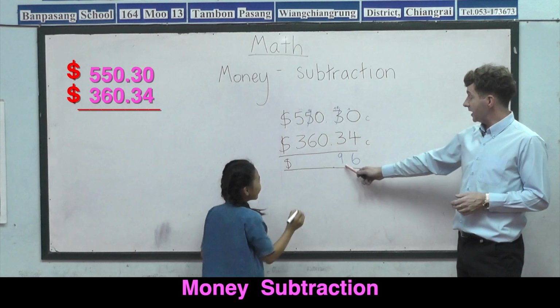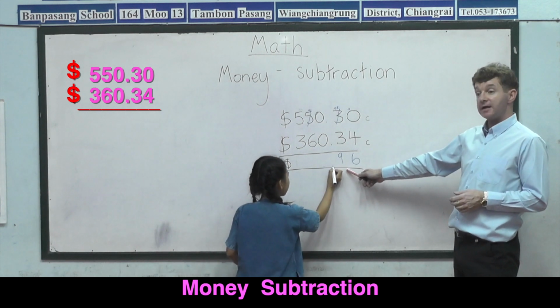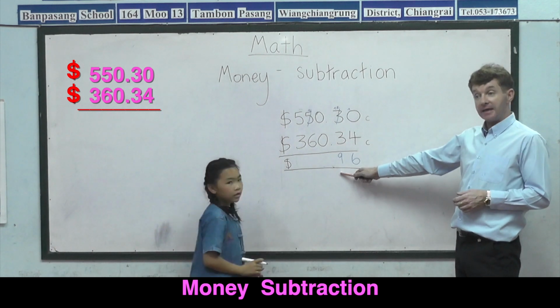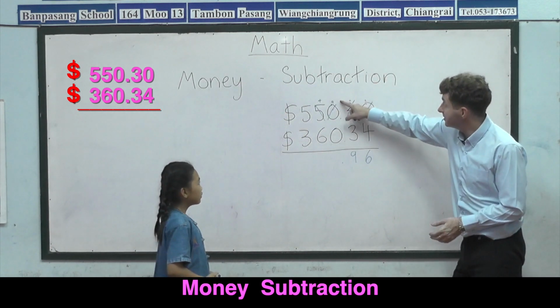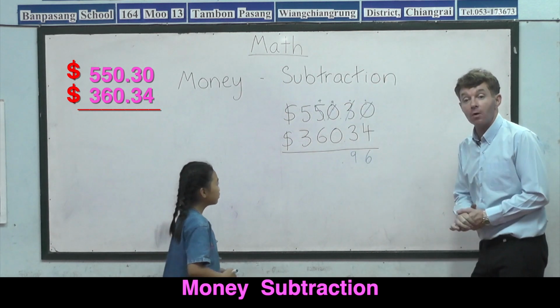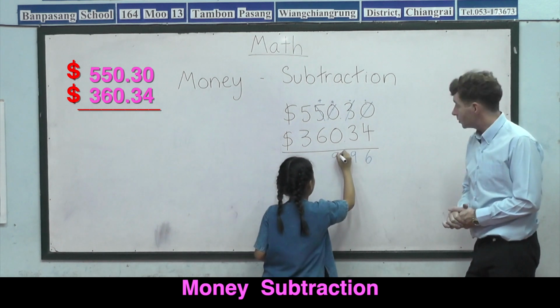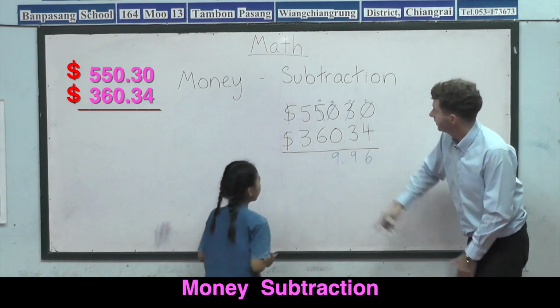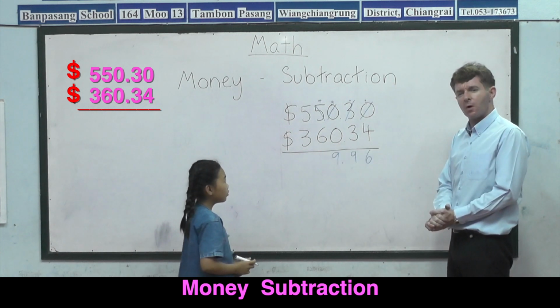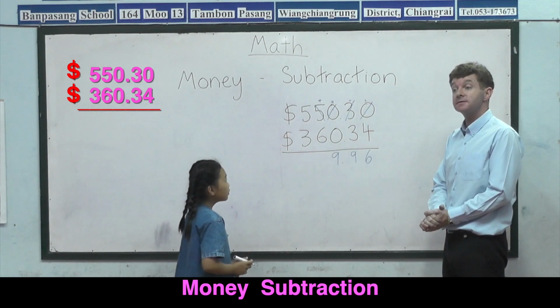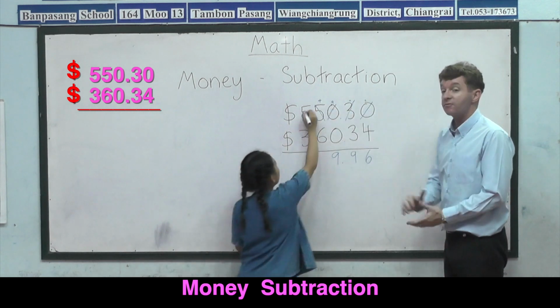Excellent, Nadia. We have our cents worked out already. How many cents? 96. Okay, and our next column we have 9 minus 0 equals 9. And then 4 minus 6, can we do? No. What do we need to do, guys? We need to take from the next column.